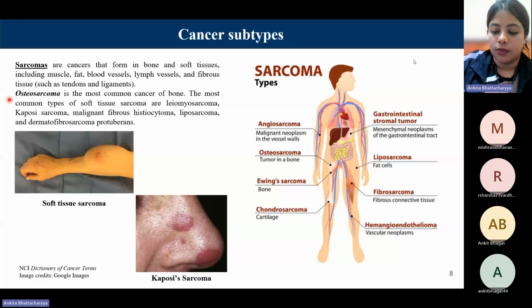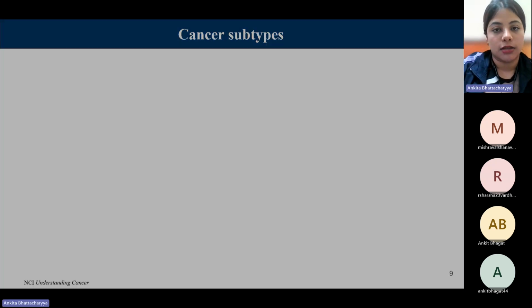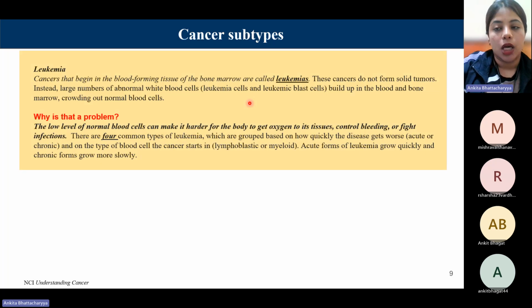So yeah, this was the second class or second subtype. The next subtype is something you might have heard of a lot more commonly, which is leukemia. Cancers beginning in the blood-forming tissue of the bone marrow are called leukemias.